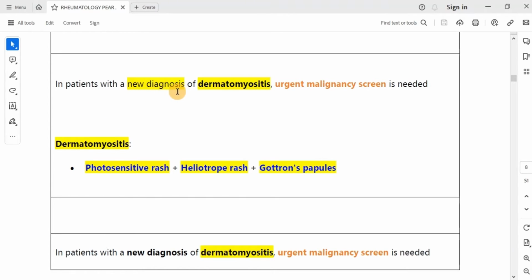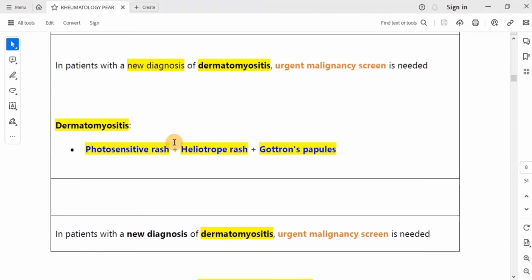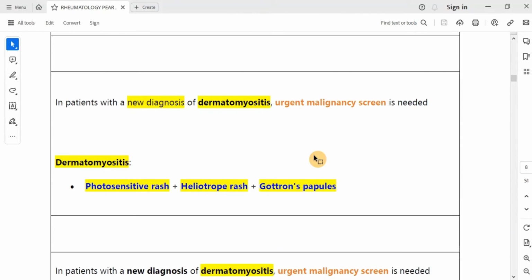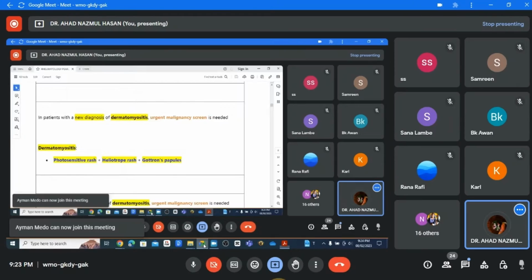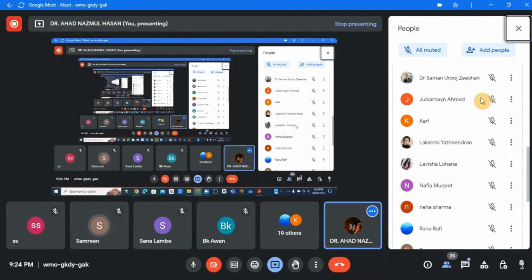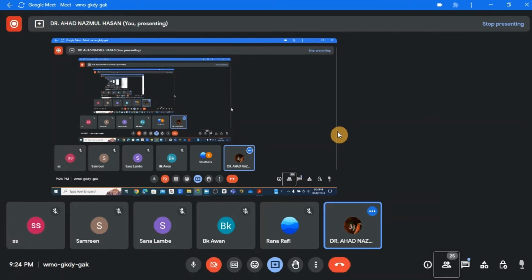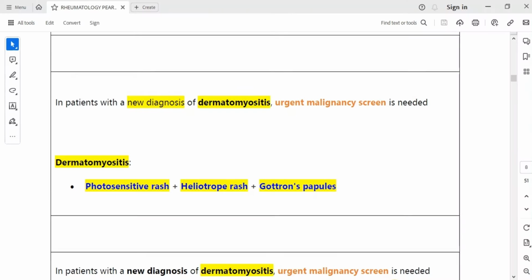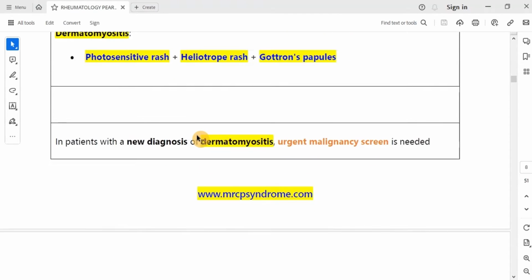In a patient with new diagnosis of dermatomyositis, urgent malignancy screen is needed. And dermatomyositis means a presence of photosensitive rash, heliotrope rash, and Gottron's papule. So how to differentiate between the polymyositis and dermatomyositis? The presence of dermatological involvement points towards the dermatomyositis. So polymyositis plus dermatological involvement is equal to dermatomyositis.